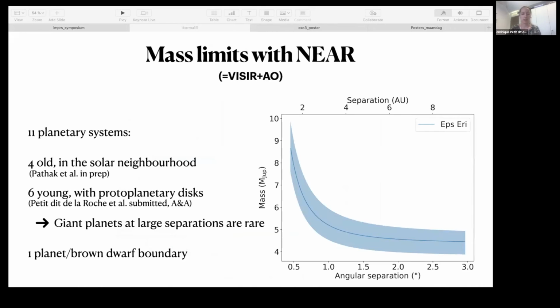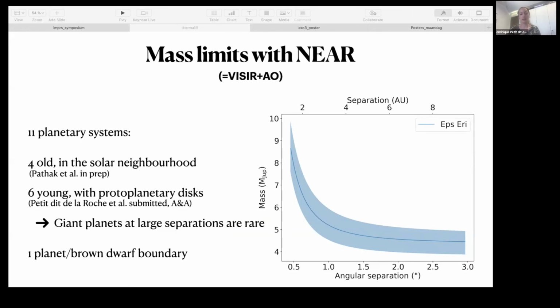And fortunately, with NEAR, which was essentially the addition of adaptive optics to VISIR, there was the opportunity of the science verification. During this science verification from a number of different programs from different people, a total of 11 planetary systems were observed. 4 of these are older stars in the solar neighborhood. And for these systems, you can see that the mass limits that we've derived are actually down to a few Jupiter masses.